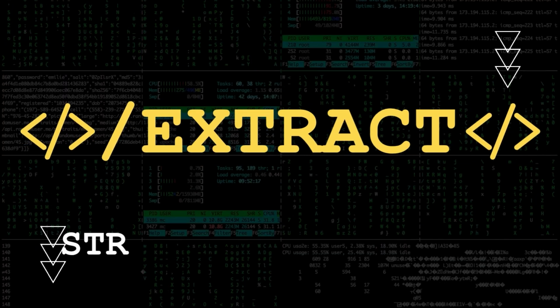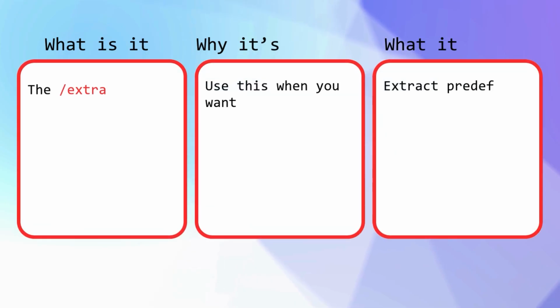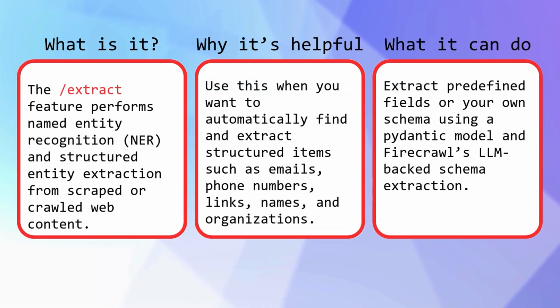And this leads us to our next endpoint, extract, where we can use structured entities. So this endpoint performs something called entity recognition and structured entity extraction from scraped or crawled web content. You want to use this when you want to automatically find and extract structured items, specifically like links, names, or organizations.